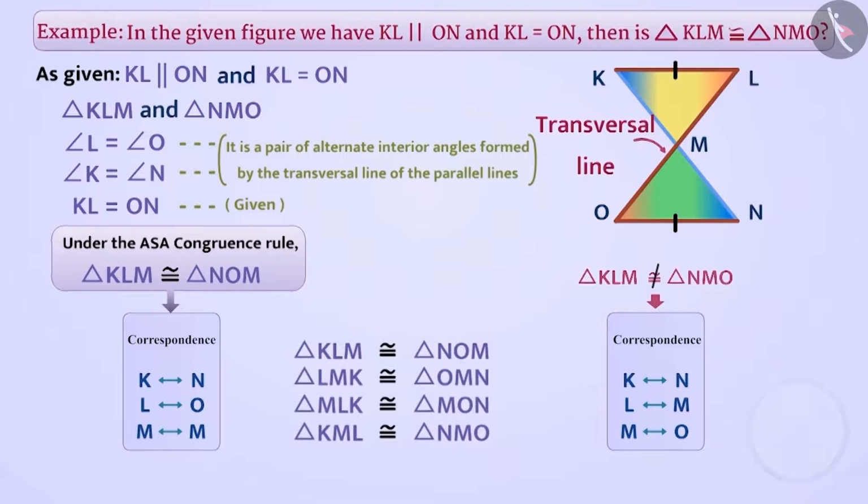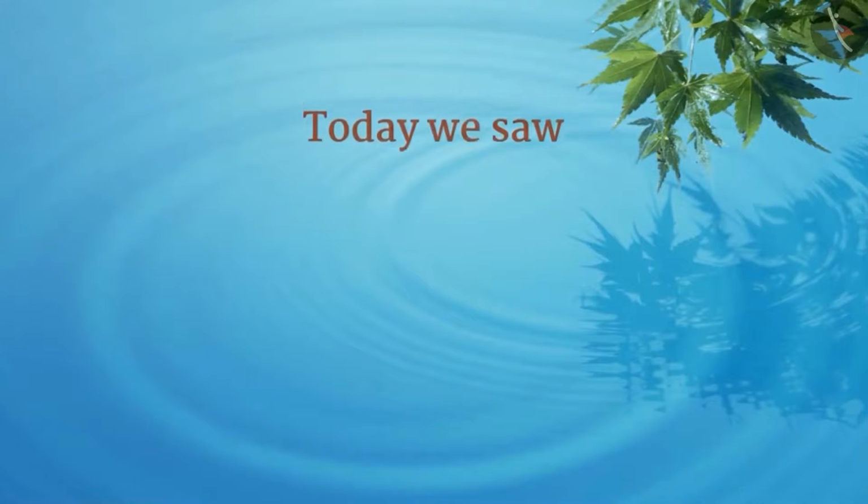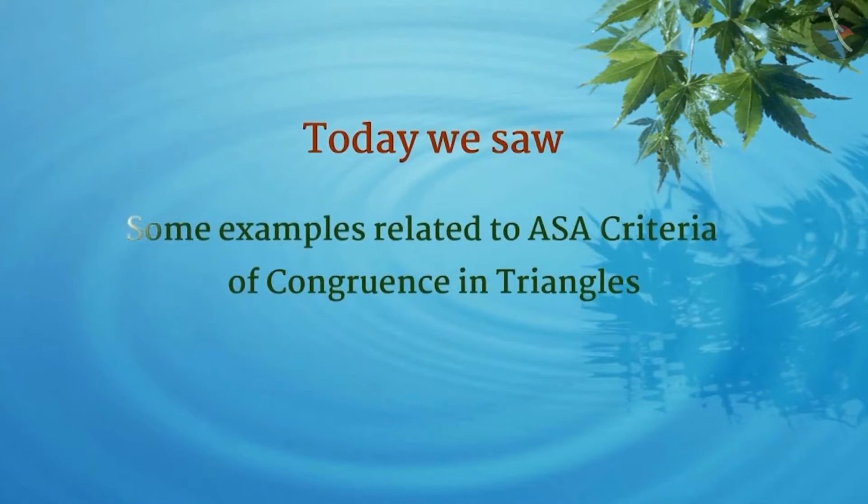Absolutely right. We can write it in any of the following ways. In the same manner, try to establish the congruence in different ways. Today we saw some examples related to ASA criteria of congruence in triangles. In the next video, we will see some misconceptions related to them.